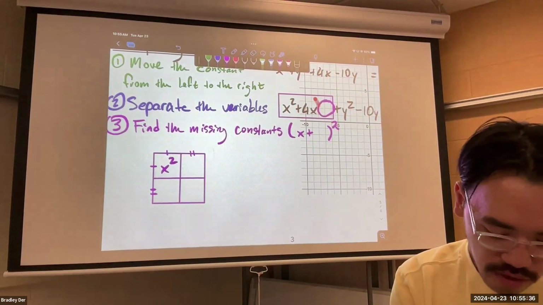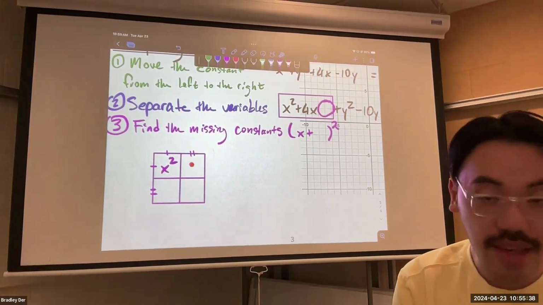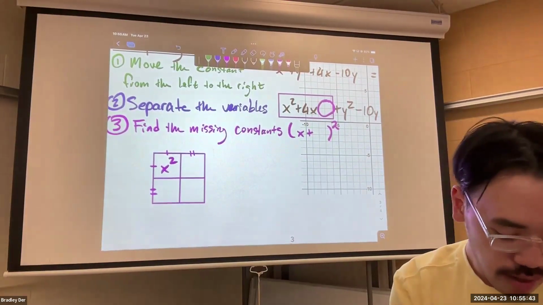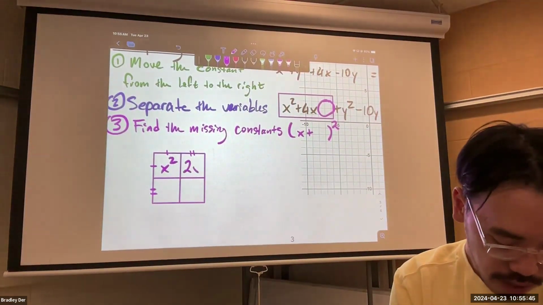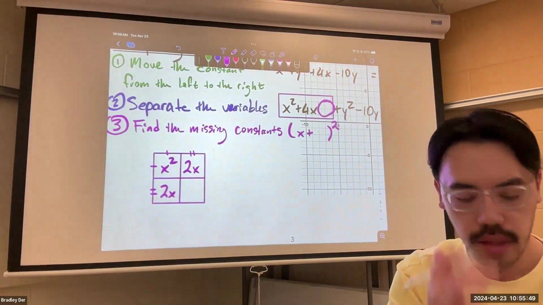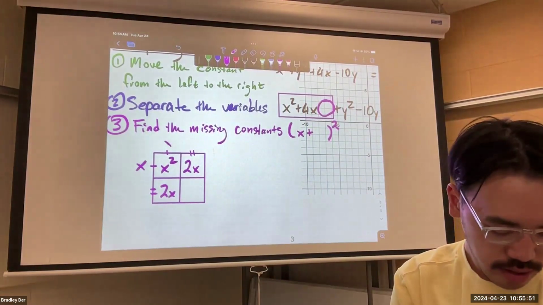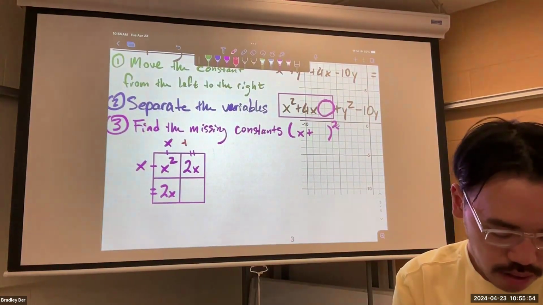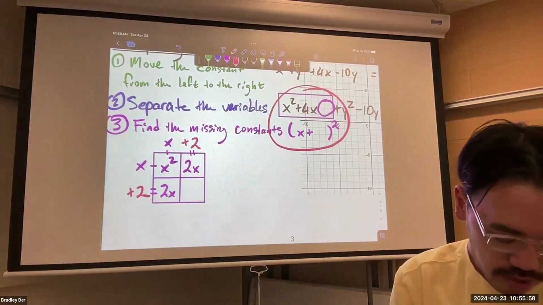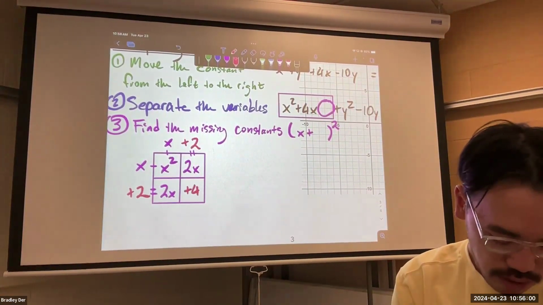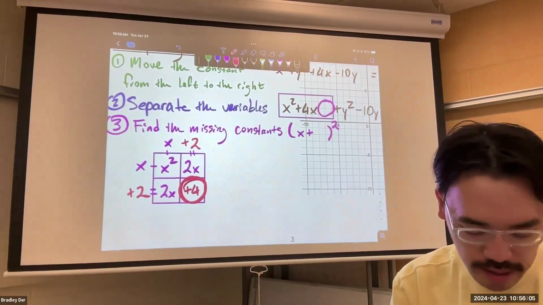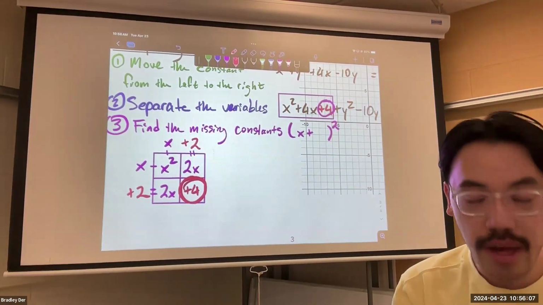So in that regard, this 4x that I normally split between these two sections needs to be split evenly between the two sections, which would tell me that I would want a 2x here and a 2x there. So I have x, and this is where we're going to find some of our missing numbers in terms of what's happening over here. Plus 2 and plus 2, but more crucially, plus 4. That's the missing constant that makes this a squared binomial.